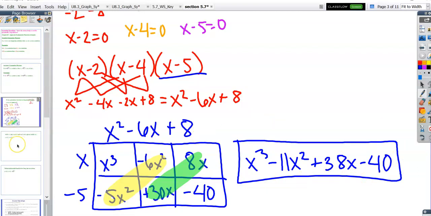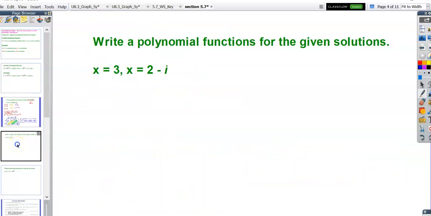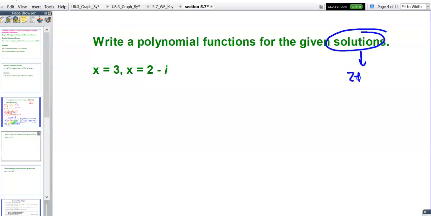All right, let's look at another example. Again, we have 2 solutions, so we need to think about these as zeros. You can either change the sign, or you can do like what I did on the last example: subtract 3 from both sides. x minus 3 equals 0.